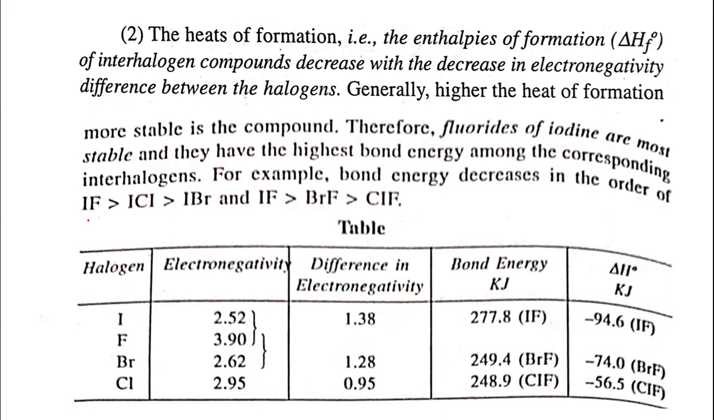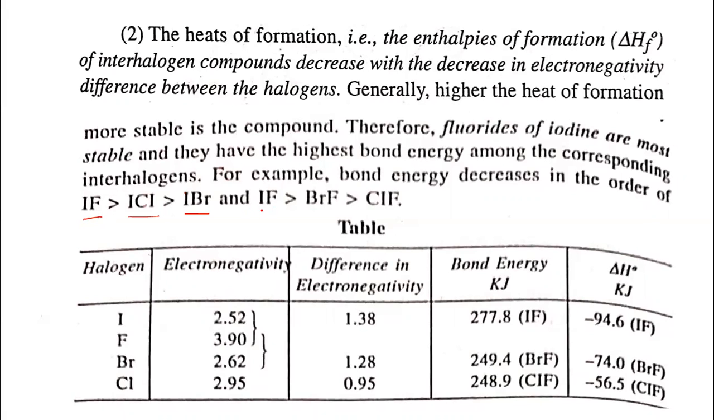For example, you can see here in IF the electronegativity difference is larger as compared to ICl and IBr. As the electronegativity difference is larger, the heat of formation is also larger, and it will further decrease. It means that IF has a larger heat of formation or enthalpy of formation. During the formation of IF, greater heat energy is released. Therefore, IF is a more stable compound, and we also know that the bond strength of IF is greater.